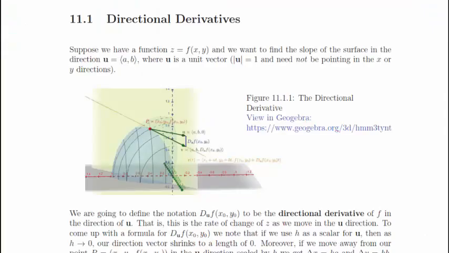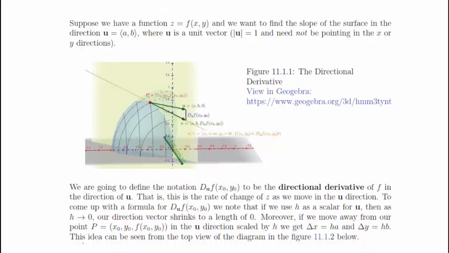So we're going to define the notation d sub vector u of f of x naught y naught to be the directional derivative of f in the direction of the vector u. That is, this is the rate of change of z as we move in the vector u direction. To come up with a formula for d sub vector u of f of x naught y naught, we note that if we use h as a scalar for the vector u, then as h goes to 0, our direction vector shrinks to a length of 0.